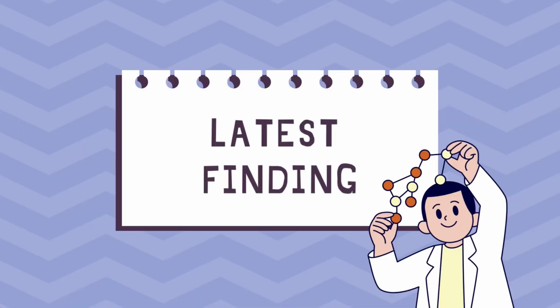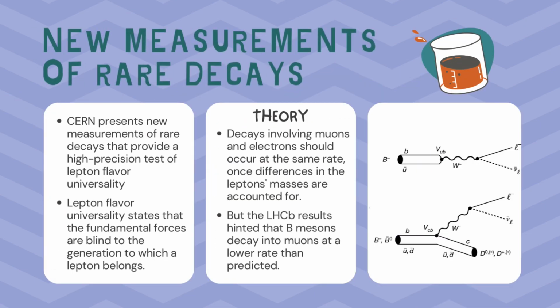Now, let's talk about the latest finding on these elementary particles. On 20 December 2022, the international LHCb collaboration at the Large Hadron Collider (LHC) presented new measurements of rare particle transformations, or decays, that provide one of the highest precision tests yet of a key property of the Standard Model of particle physics, known as lepton flavor universality. Previous studies of this decay had hinted at intriguing tension with the theoretical prediction, potentially due to the effect of new particles or forces.